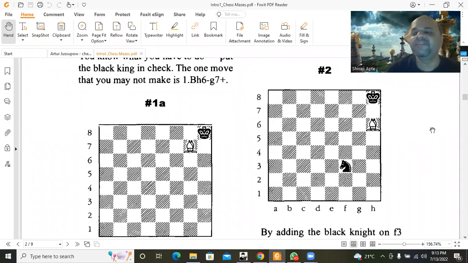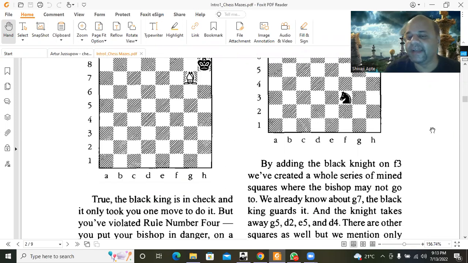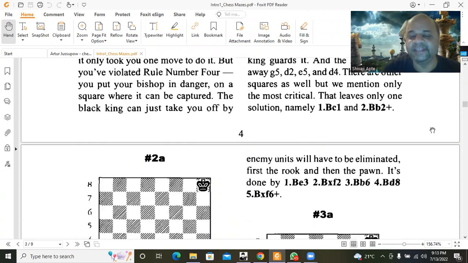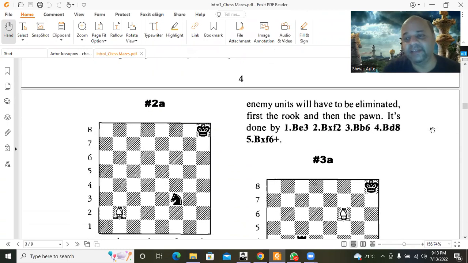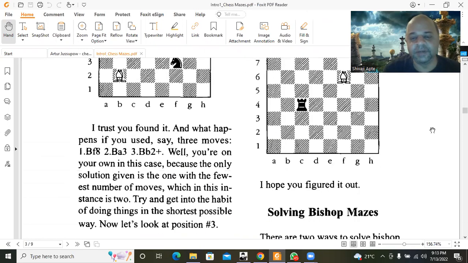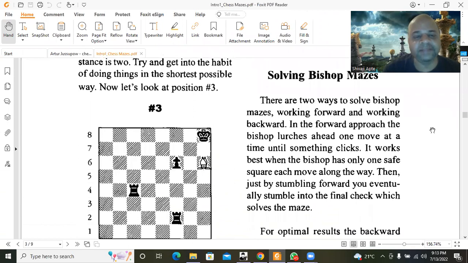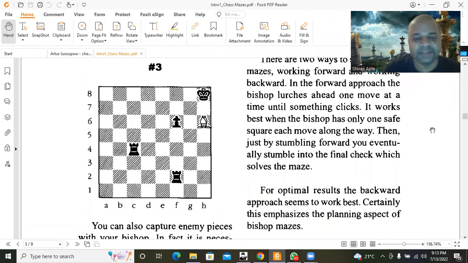Still we are dealing with very simple puzzles. I'm just trying to get you into it so that you know how it is, because really the things will become complicated, and that is where your learning will come. So I think we have seen number 2a. Now let us look at number 3. Position number 3, very interesting.